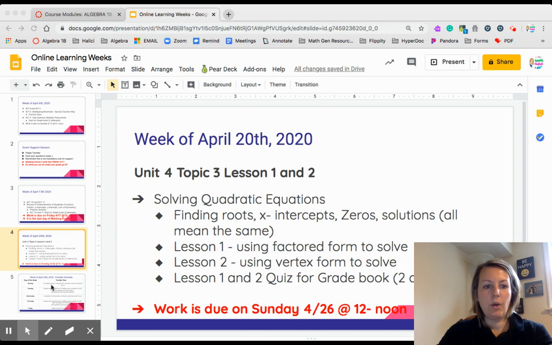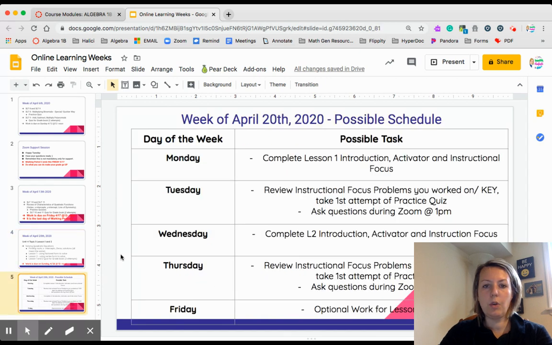I wanted to speak with you about a possible schedule for this week. I know a lot of you are working so hard, and you have a lot of things that you have to work on, so that could be really hard to do. So what I've created is a possible schedule. Here we have the days of the week, and here are the possible tasks. Let's say on Monday, you could complete the introduction, the activator, and the instructional focus. Then on Tuesday, you could review the instructional focus, which is the video and some of the practice problems, and try to take the first attempt of the practice quiz.